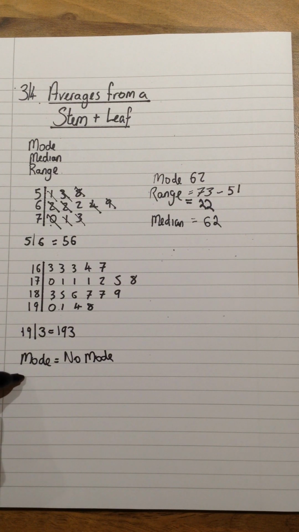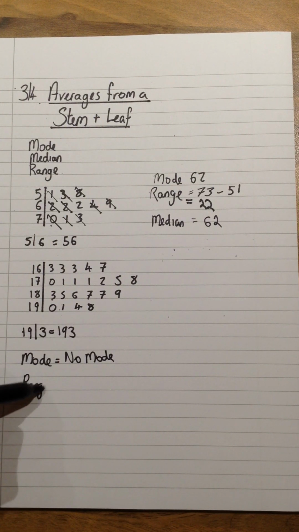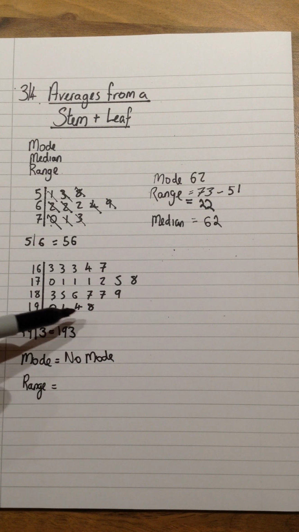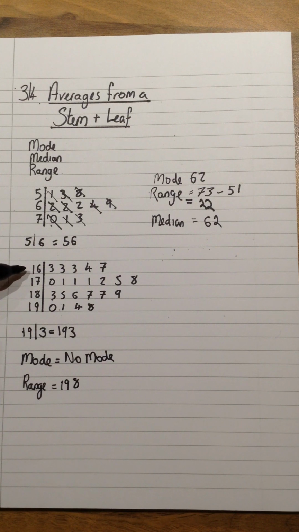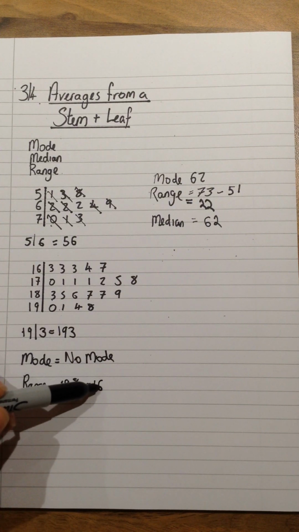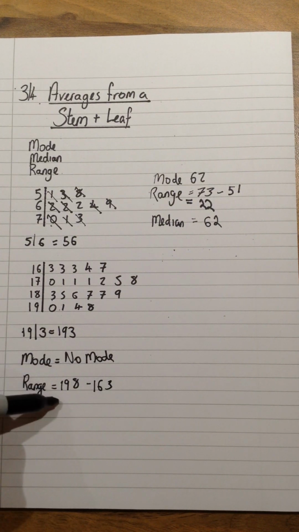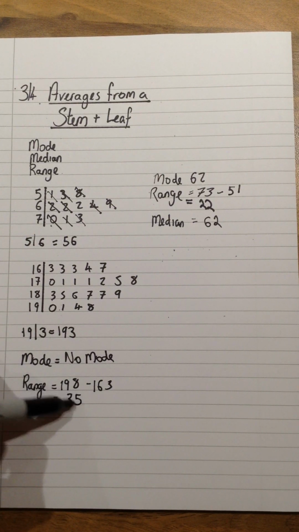When it comes to the range, it's the same. The biggest number represented on the entire diagram is on this bottom row on the far right hand side. It is this 8, which links with this 19 to make 198. The smallest number is on the top row on the left hand side using this 3. It's on the 16 line, so our range is 198, take away 163. If we do that, we get an answer of 35 for the range.